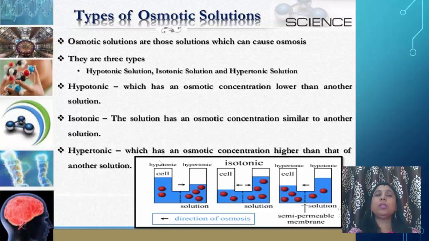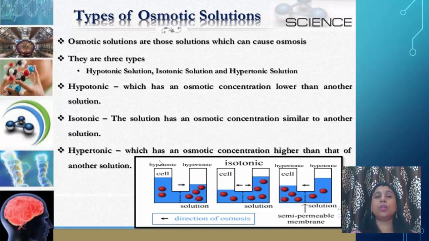Now, types of osmotic solution. Osmotic solutions are those solutions which can cause osmosis. There are three types: hypotonic solution, isotonic solution and hypertonic solution. In hypotonic solution, the osmotic concentration is lower than another solution. In isotonic, the solution has an osmotic concentration similar to another solution. And in hypertonic, the osmotic concentration is higher than that of the other solution.